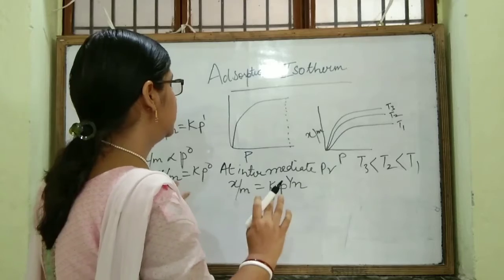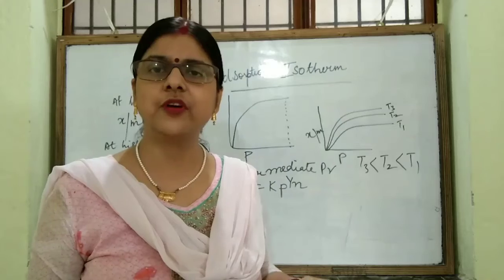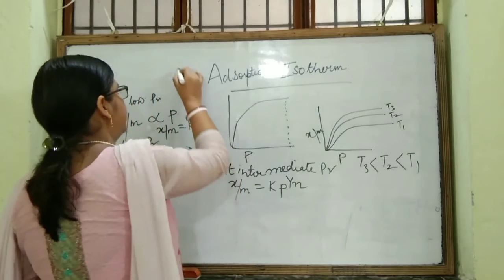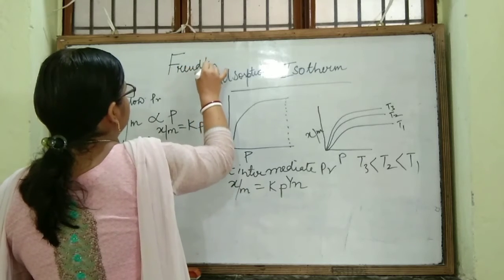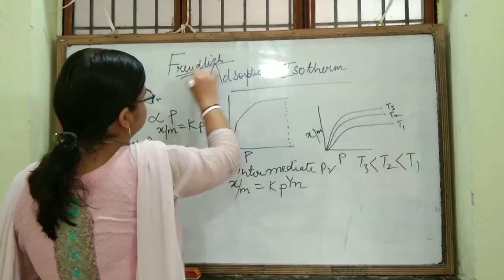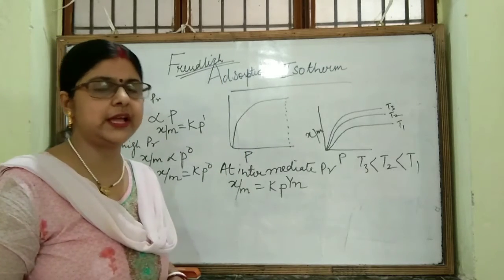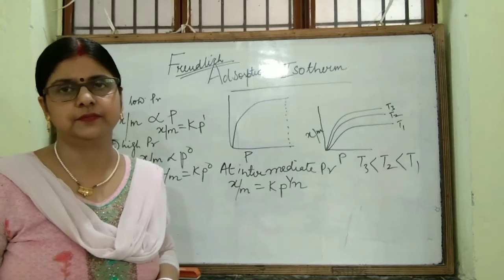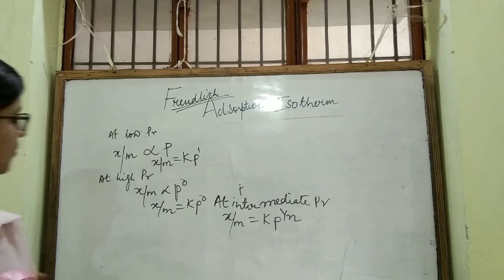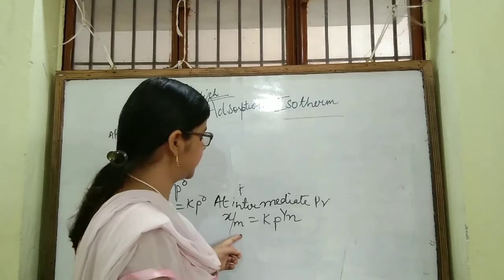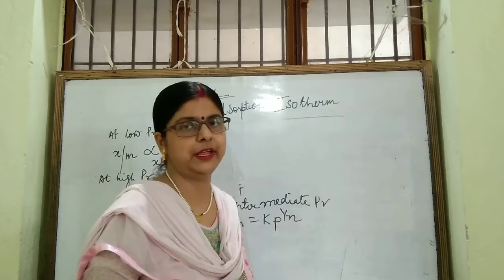Now, this explanation of adsorption isotherm was given by one scientist, so it is known as the Freundlich adsorption isotherm. So we got, at intermediate pressure, x by m is equal to K P to the power 1 by n.